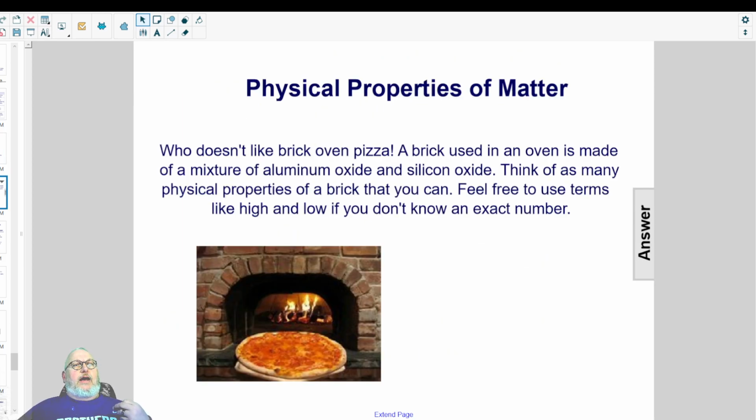Now, there's that pizza place on Germantown. Y'all know what I'm talking about. They make you pick your own pizza toppings out, and they'll throw it in a brick oven pizza.